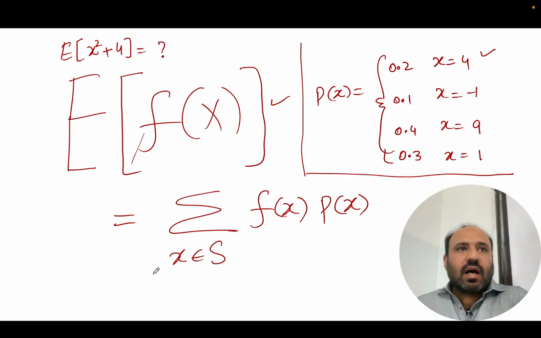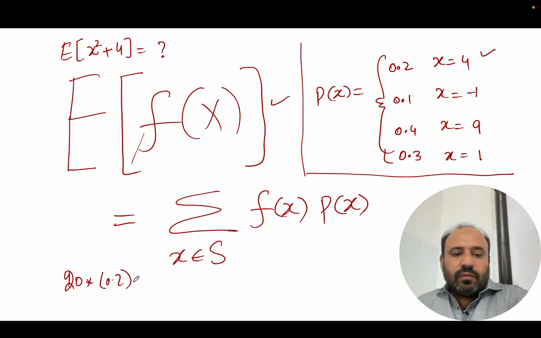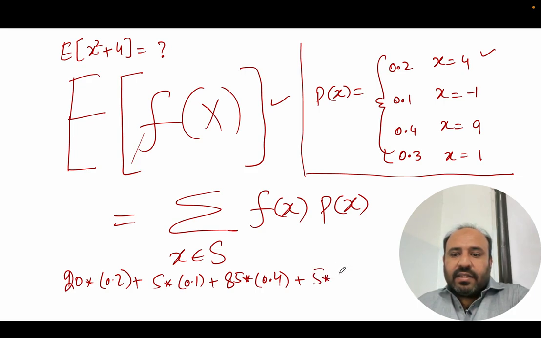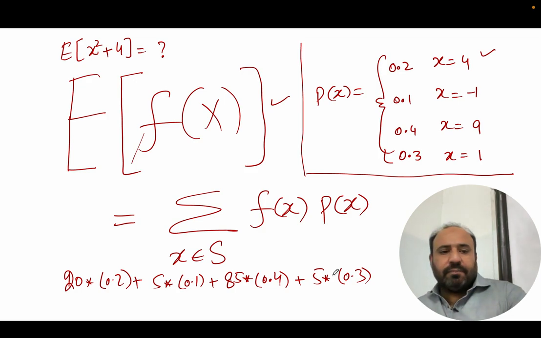So all of you, I guess, are working along these lines. It's 16 plus 4, 20, with the probability of 4, which is 0.2, plus 1 plus 4, 5, into the probability of minus 1, which is 0.1, plus 81 plus 4, 85, into 0.4, plus 5 again, the probability is 0.3, and whatever that result is. Is this okay?